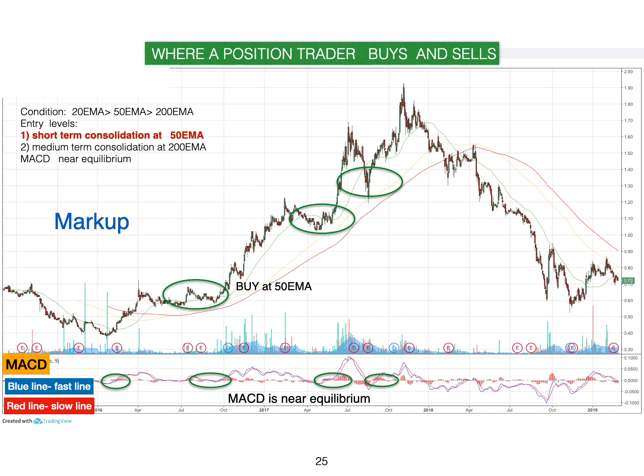So we can tie this in with what we learned earlier about moving average volatility. The best place to buy or to enter a security or a stock is when the moving averages are contracted together, not when they are expanded. So we sell below the 50 EMA and when MACD is below equilibrium.